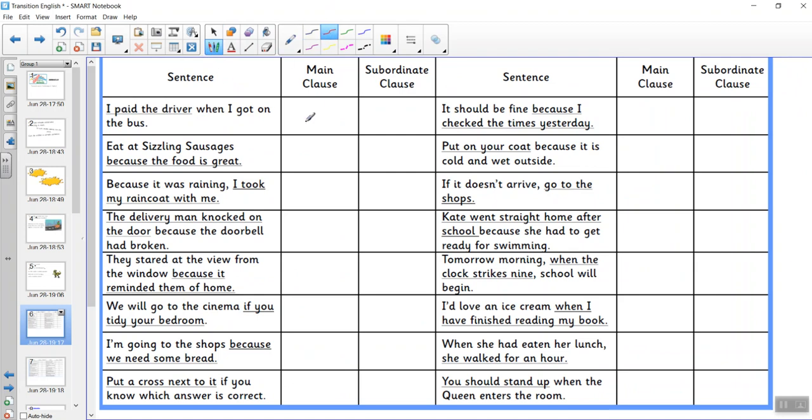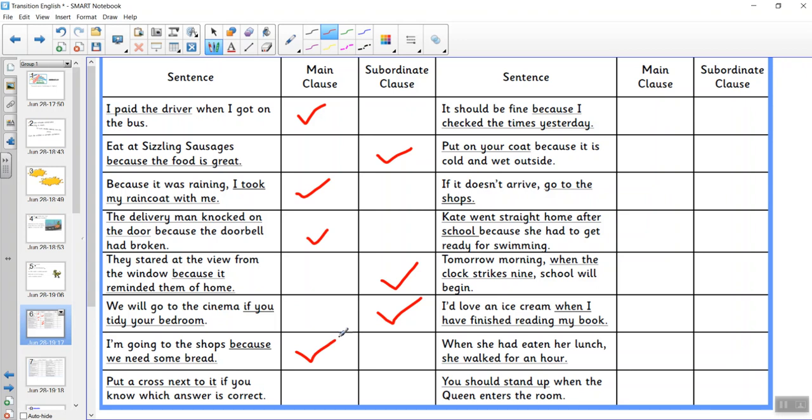"I paid the driver" is the main clause. "Eat at sizzling sausages because the food is great", subordinate clause. Because it is raining, I took my raincoat with me. The delivery man knocked on the door. They stared at the view from the window because it reminded them of home. We will go to the cinema if you tidy your room.